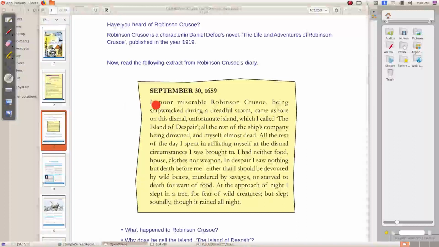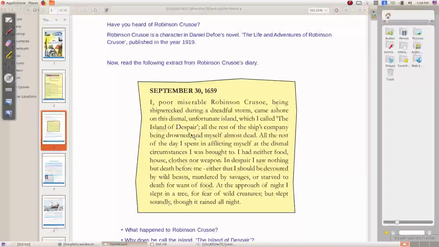"I, poor miserable Robinson Crusoe, being shipwrecked during a dreadful storm." What is shipwrecked? The ship collapsed during the dreadful storm. "Came ashore on this dismal unfortunate island." He reached an island after the shipwreck. "Which I call the Island of Despair."